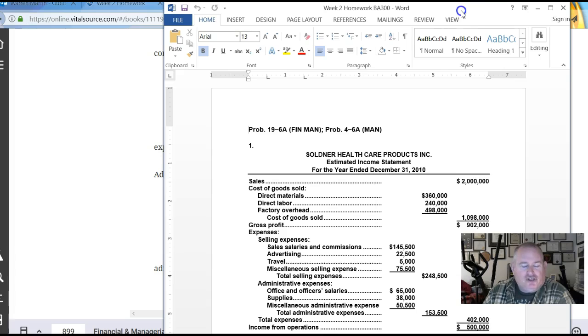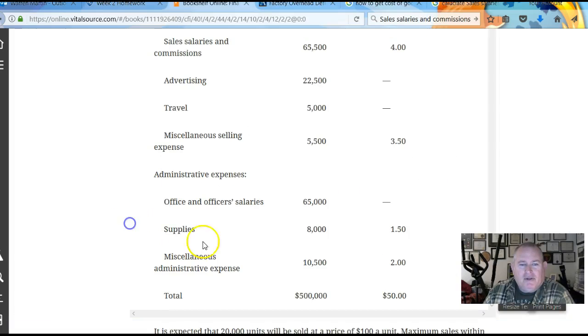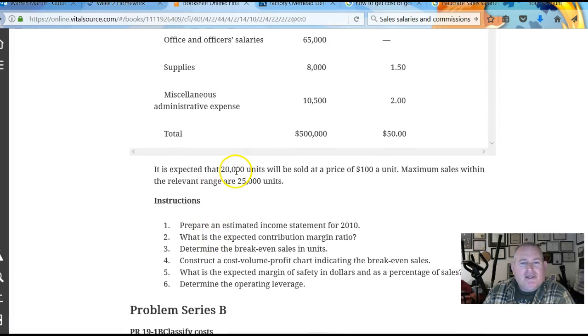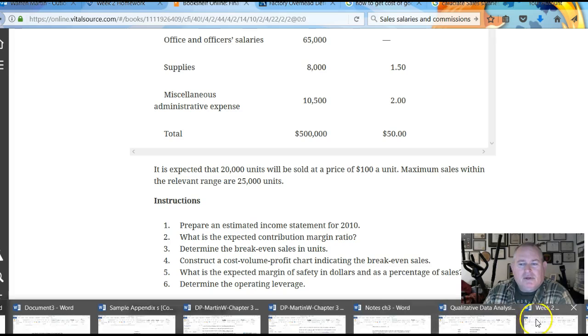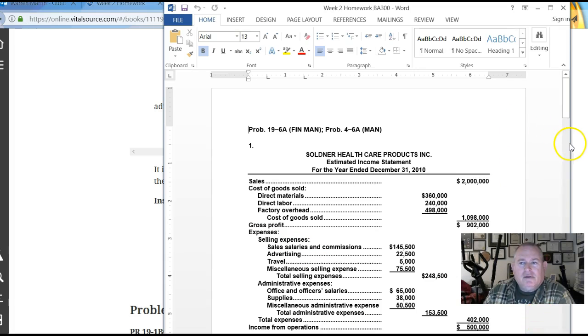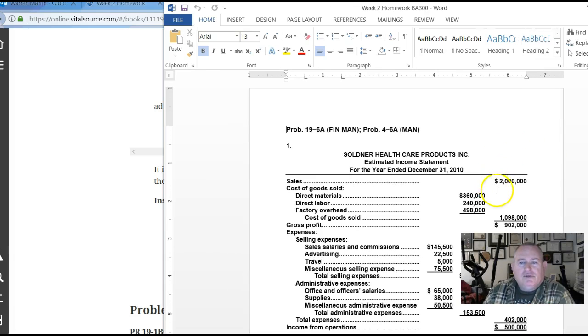So here I've got the cheat sheet, but anyway, how do you come up with those sales? Those sales are coming from down here. You've got 20,000 units at 100 each. That's how you come up with that figure there, that 2 million.